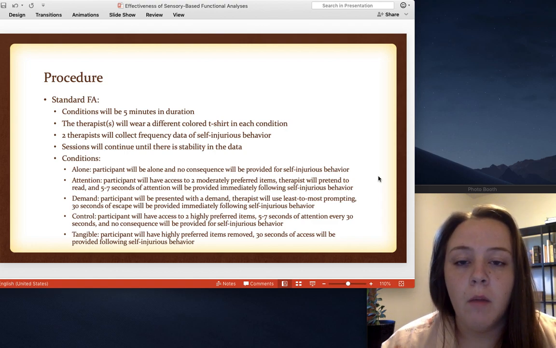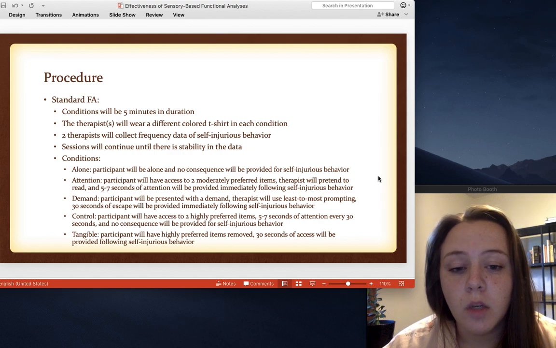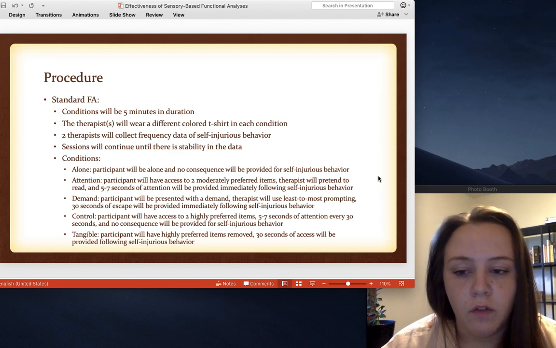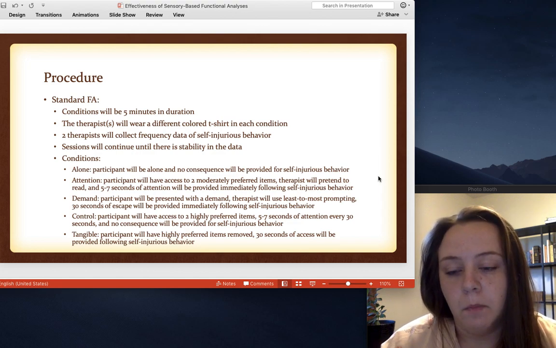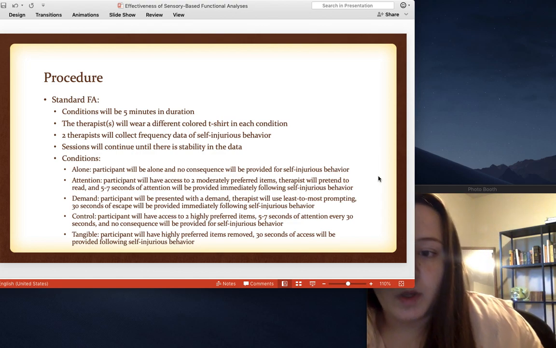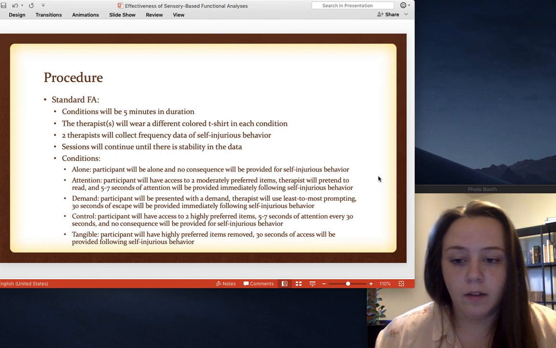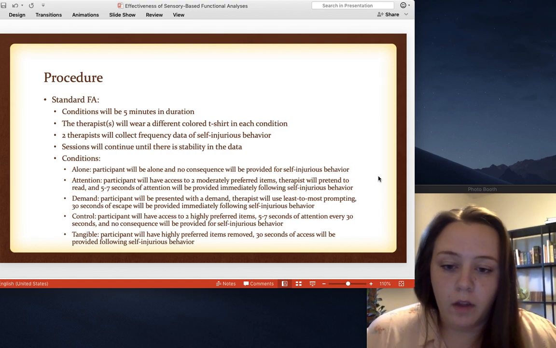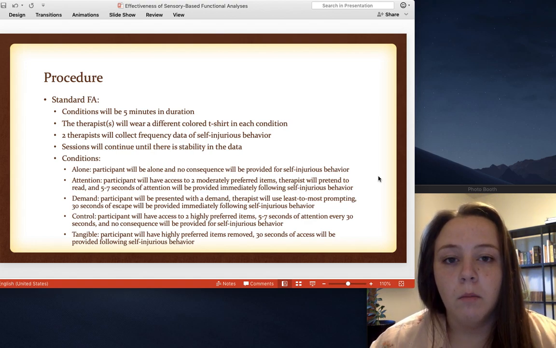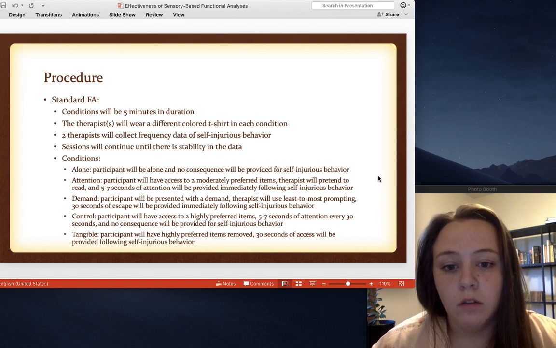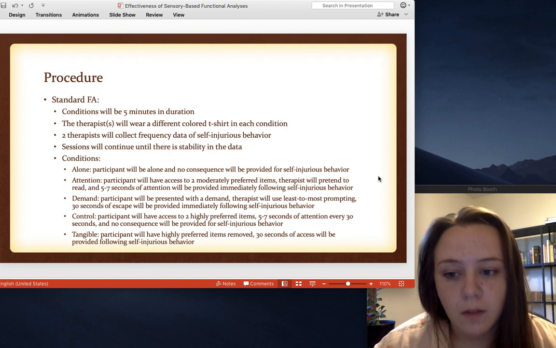So if they were making appropriate requests for attention, we wouldn't provide attention following that. They would continue to pretend to read, or perhaps whatever it might be that they're doing. So they would continue on as if they didn't hear that, and then upon the occurrence of self-injury, they would need to immediately provide that attention for about 5 to 7 seconds.